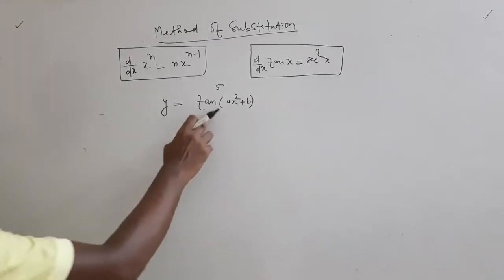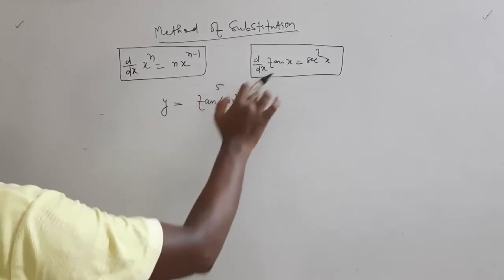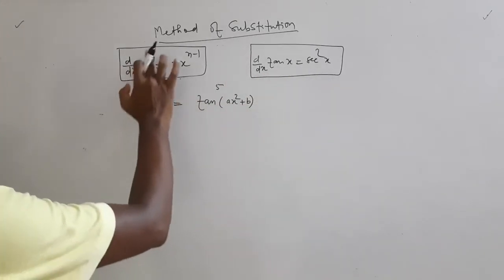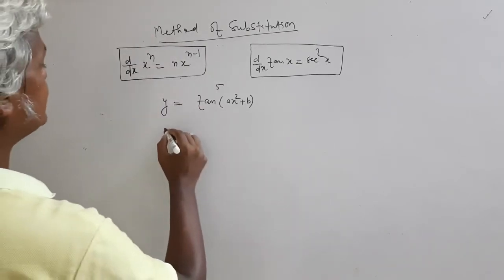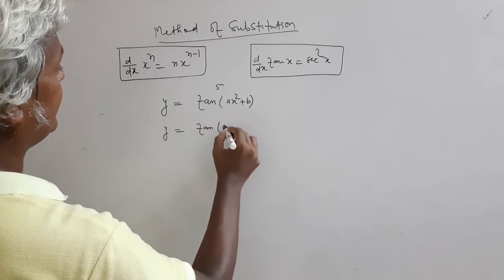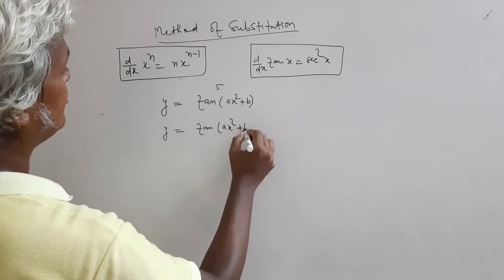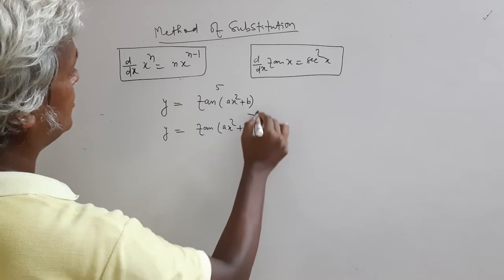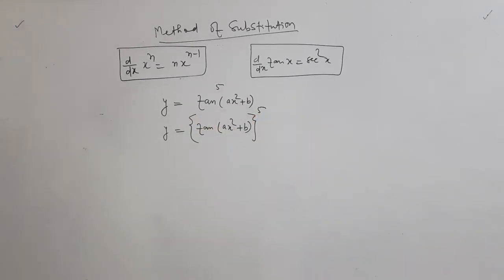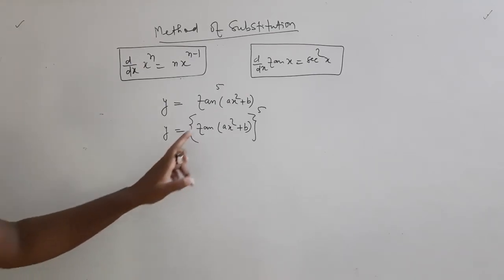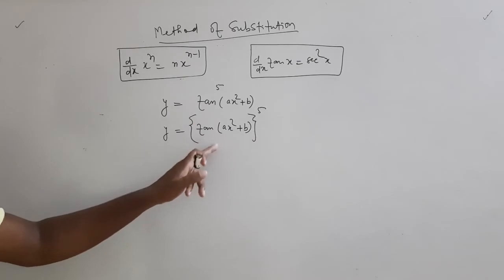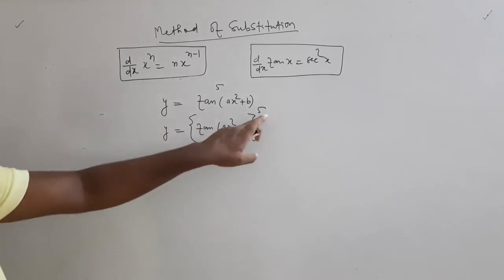Like tan to the power 5 and ax square. So now this is neither tan x properly, nor is this x to the power n. But I can write this as y equals tan of ax square plus b, whole to the power 5. This is the same thing. Now the first substitution we need to make is that we substitute this whole thing, whatever is inside this bracket, as something. So this will become y equal to that something to the power 5.